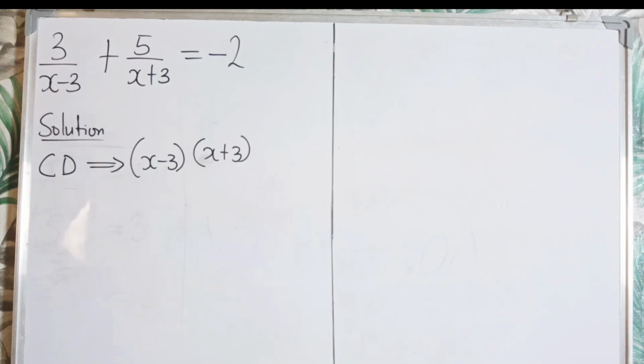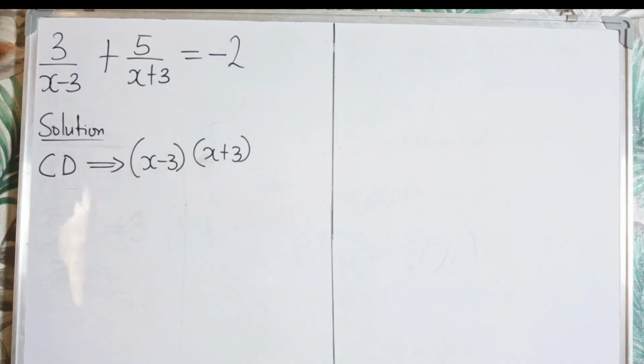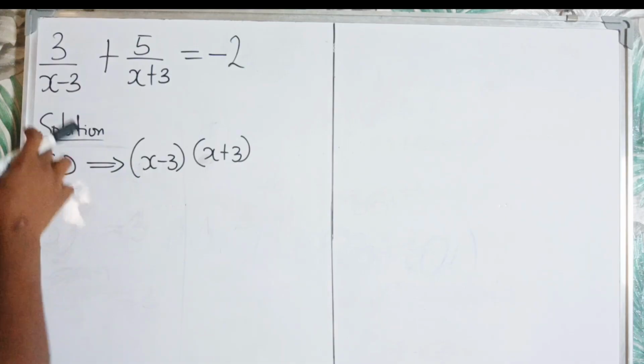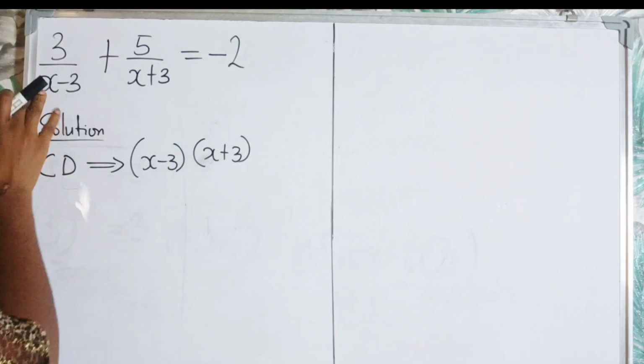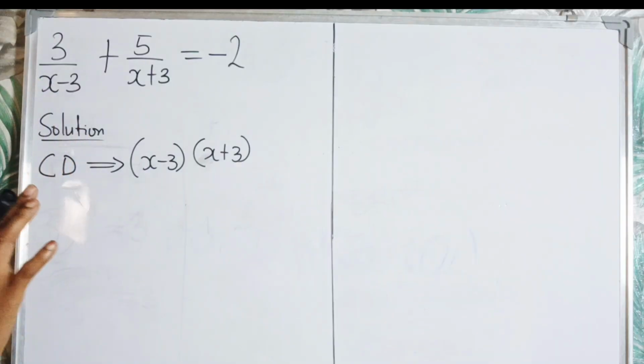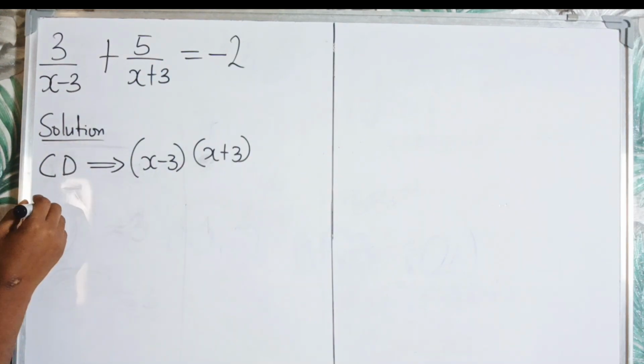The next thing to do is to multiply through the equation with the common denominator. The reason we are going to do this, multiplying through the equation with the common denominator, will help us clear the fractions so that we can now solve. All right, so let's multiply through the equation with the common denominator. So I'm going to start here.